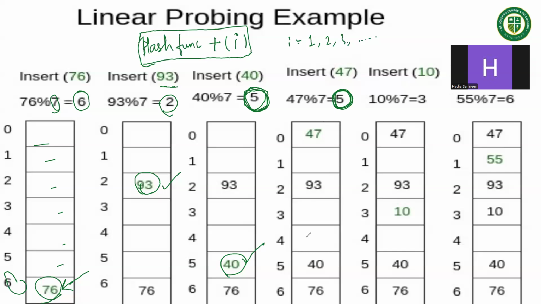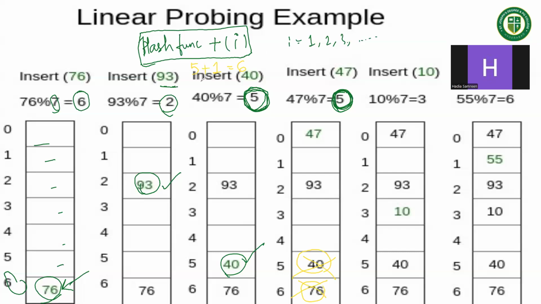First we got 5 from our original hash function. So that will be the value for our hash function. How do we write that? Hash function 5 plus I, where I is 1. I ranges from 1, right? 5 plus 1 equals 6. Is the sixth position available? No, it's still not available.